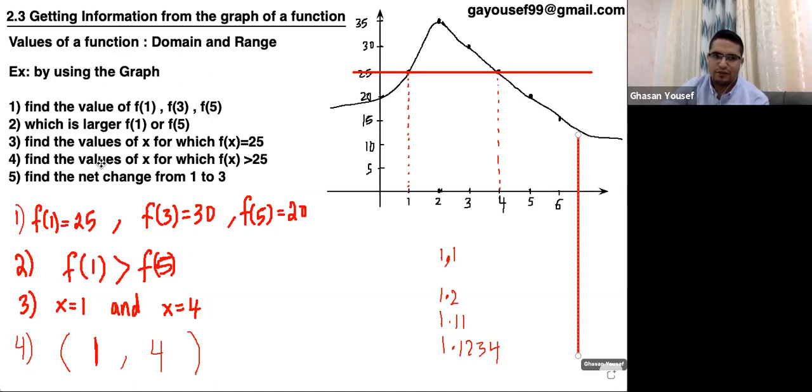Number 4, find the values of x for which we finished number 4. Number 5, find the net change from 1 to 3. Who will remind me what the net change formula is?